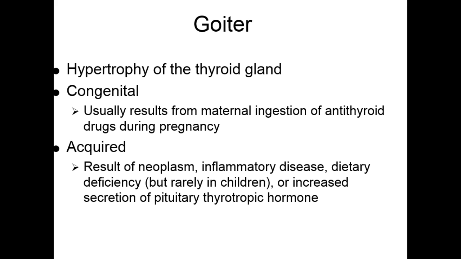And then we go to goiter, which is hypertrophy of the thyroid gland. Again, this can be congenital. It usually results from maternal ingestion of antithyroid drugs during pregnancy. And then it can be acquired, as a result of cancer, inflammatory disease, dietary deficiency, or increased secretion of pituitary thyrotropic hormone.